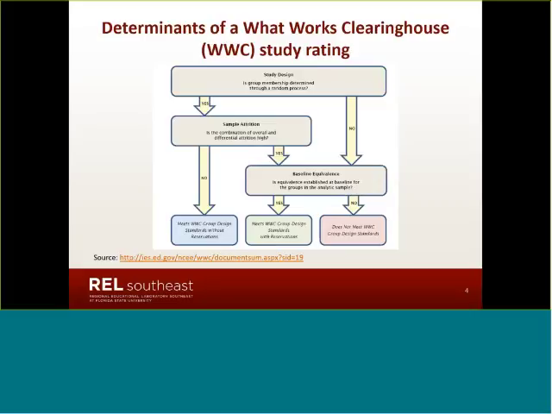If the two groups are comparable, then the highest potential rating that study can receive is meets standards with reservations, because there's still a lot of concern that their causal statements may not be 100% supported. And if the two groups are not equivalent, then the study is rated does not meet standards. So that's just a review of some of the points we covered to make sure that everyone understands some of the key features.